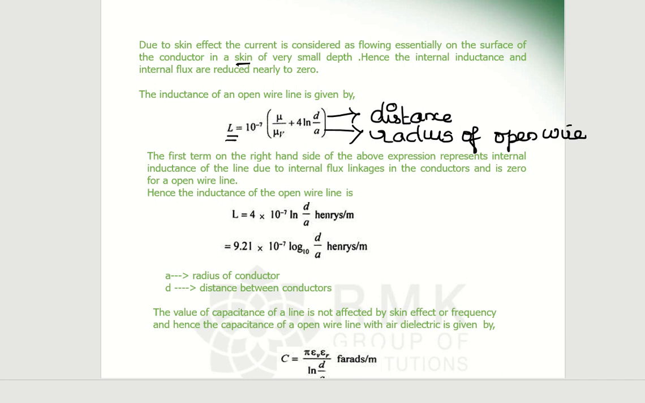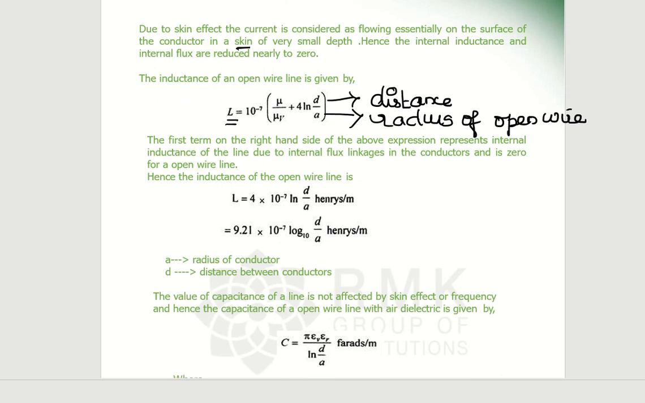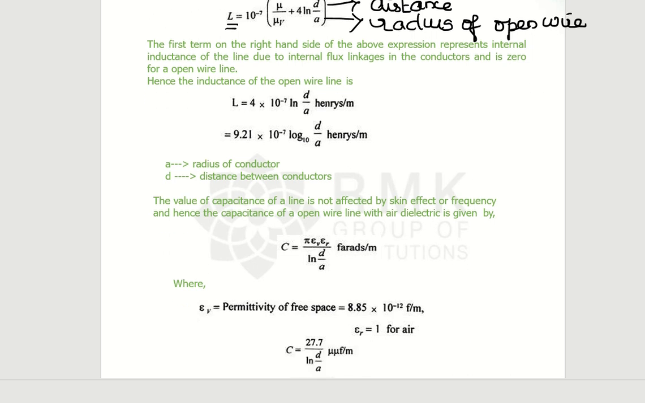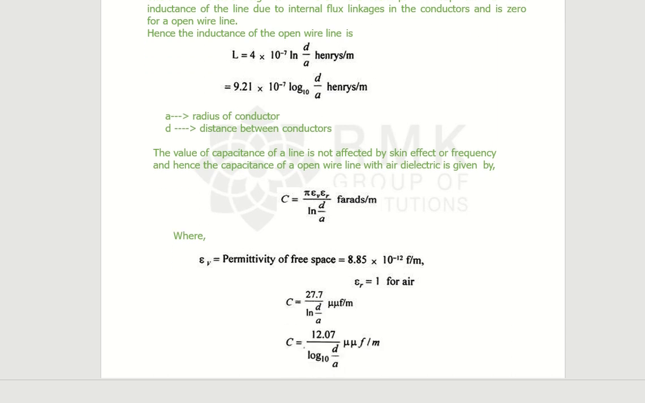Then we see the formulas related to the capacitance. The value of the capacitance of the line is not affected by the skin effect or frequency. Hence, the capacitance of open wire line with the air dielectric is given by C is equal to pi epsilon divided by ln of d by a farad per meter, where epsilon, that is permittivity of free space, is equal to 8.85 into 10 to the power of minus 12 f divided by m, that is farad divided by meter. Epsilon r is equal to 1 for air and C is equal to 27.7 divided by ln of d by a picofarad per meter, and C is equal to 12.07 divided by log 10 of d by a picofarad per meter.